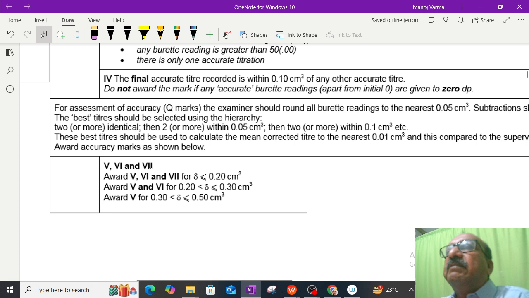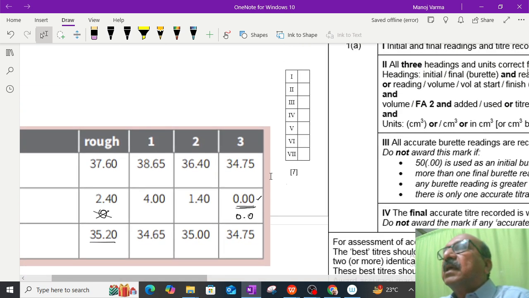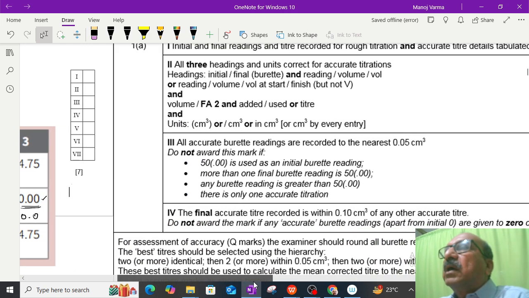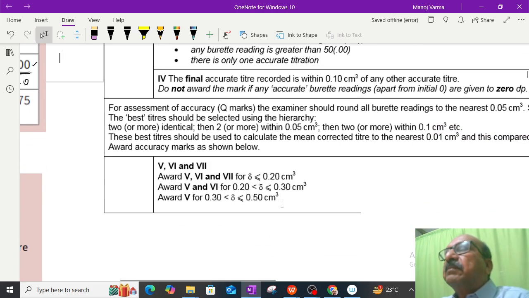5, 6, and 7. Right? Let us see what is this 5, 6, and 7. That is here. See. 5, 6, and 7. So you get 3 marks over here. So how do you get those 3 marks? Let me explain that. That depends on your accuracy. See? That depends on your accuracy.